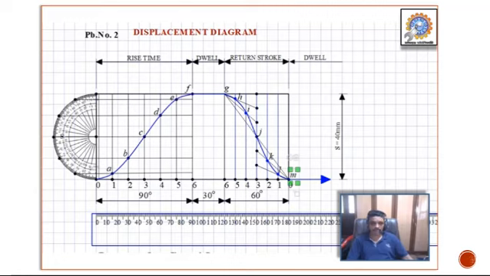You can see now all the markings were made. 0, A, B, C, D, E, F represents simple harmonic motion. F to G is a dwell period. G, H, I, J, K, L, M curve represents the uniform acceleration and retardation curve, and after that a straight line for the remaining dwell period.